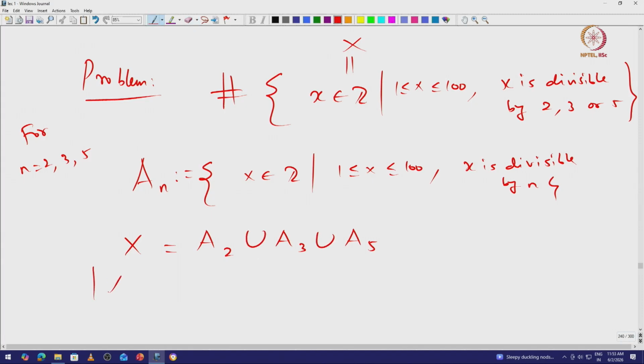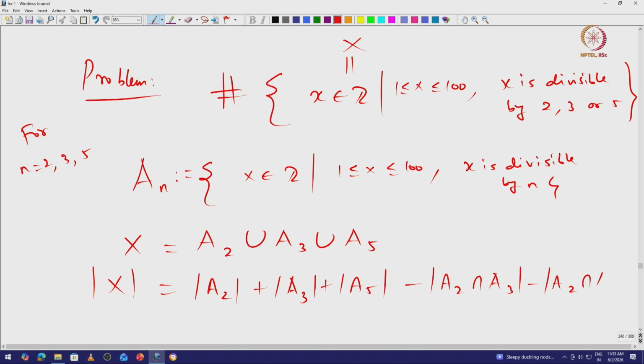Then it is clear that the cardinality of X is given by the cardinality of A2 plus the cardinality of A3 plus the cardinality of A5, minus the cardinality of A2 intersection A3, minus A2 intersection A5, minus A3 intersection A5, plus the cardinality of A2 intersection A3 intersection A5. So, this is the formula that we are getting, which counts the cardinality of X.